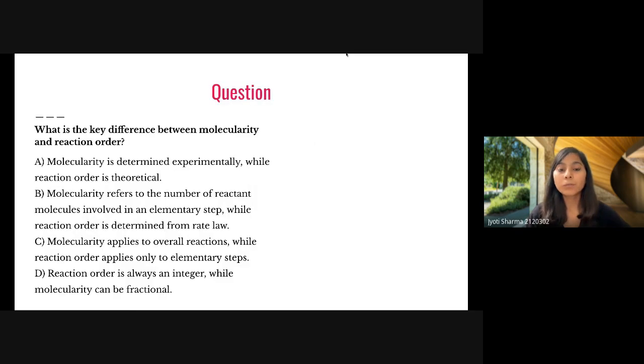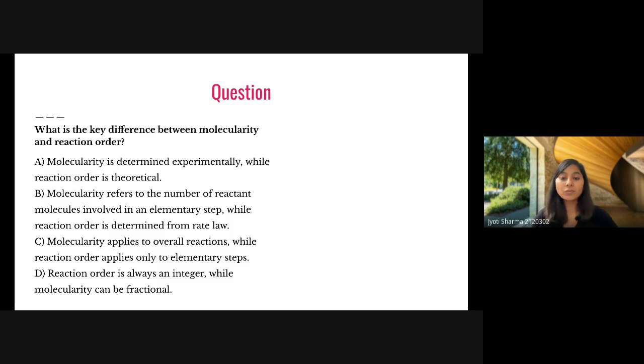So based on the background that I discussed till now, another question is, what is the key difference between molecularity and reaction order? We have four options. A: Molecularity is determined experimentally, while reaction order is theoretical. B: Molecularity refers to the number of reactant molecules involved in an elementary step, while reaction order is determined from the rate law. C: Molecularity applies to the overall reaction, while reaction order applies only to an elementary step. And D: Reaction order is always an integer, while molecularity can be fractional.